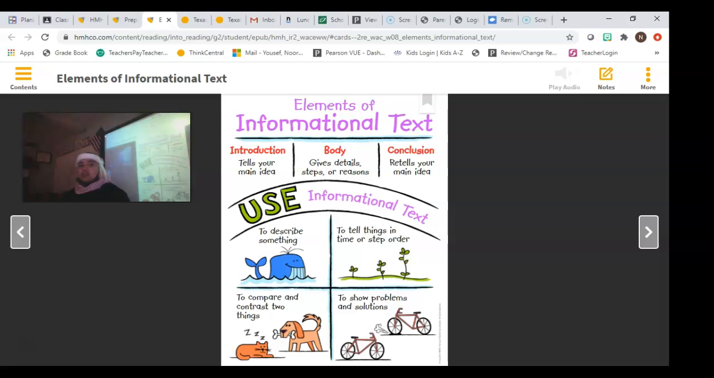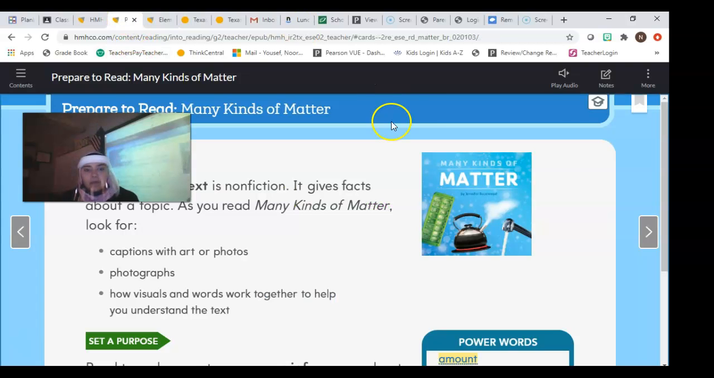Those are all elements of the informational story. An informational story usually has an introduction, a body, and a conclusion. The introduction is the beginning part, the main part. The body gives details and reasons, and then the conclusion retells your main idea. Okay? All right. So, Many Kinds of Matter.